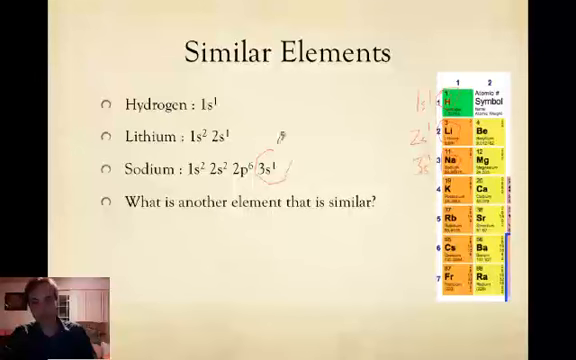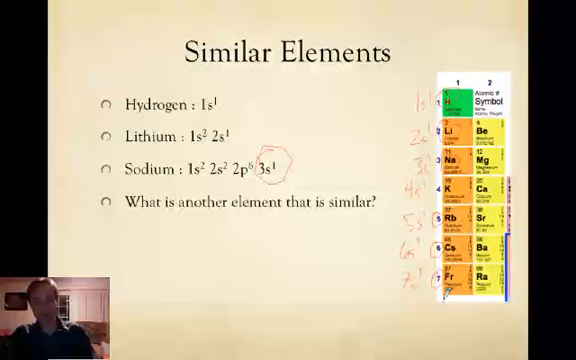So if we want to see what other elements are similar in terms of electron configuration or in terms of their valence, potassium is going to be 4s1. It's in the 4th row, okay, and it turns out its valence is going to be, again, s1. Rubidium is going to be 5s1. Cesium is going to be 6s1. And francium is going to be 7s1.